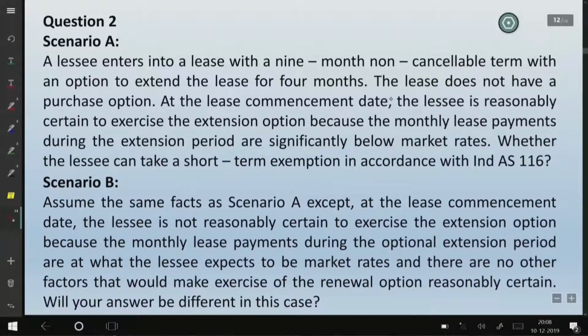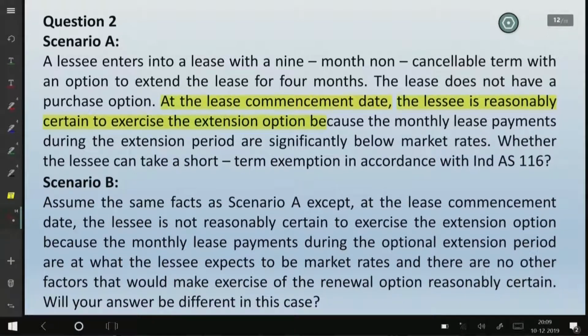Now this is something very important. What we can find over here, at the lease commencement date the lessee is reasonably certain to exercise the extension option. Now they have given reason also, because the monthly lease payment during the extension period are significantly below market rates, whether the lessee can take a short term exemption in accordance with Ind AS 116. So would you be classifying this as a short term lease?